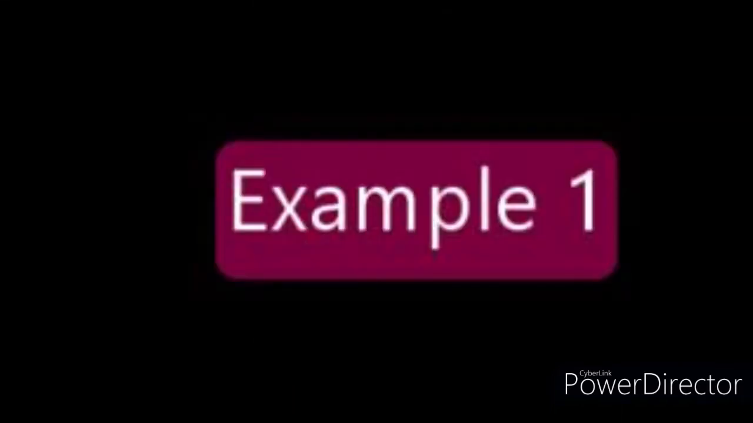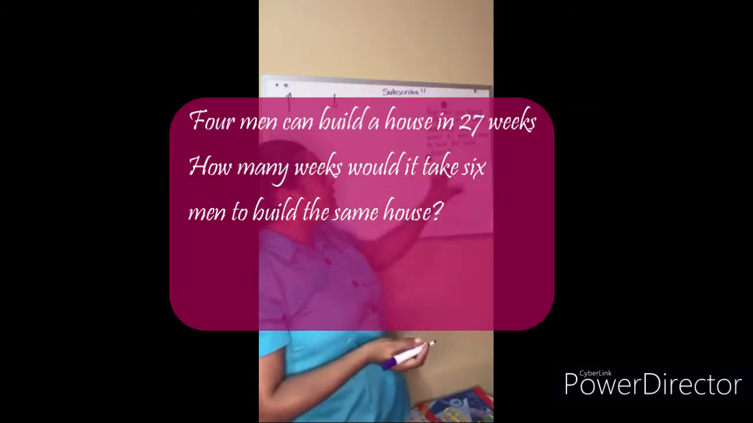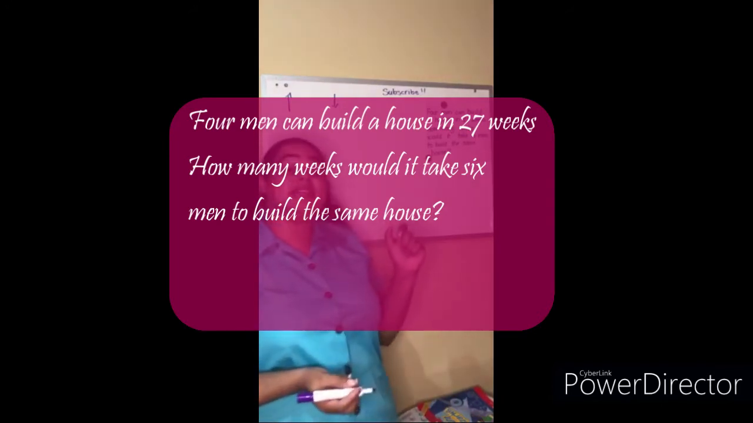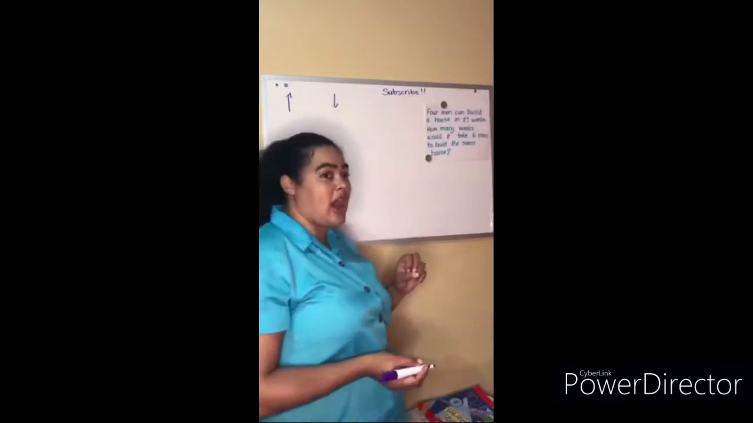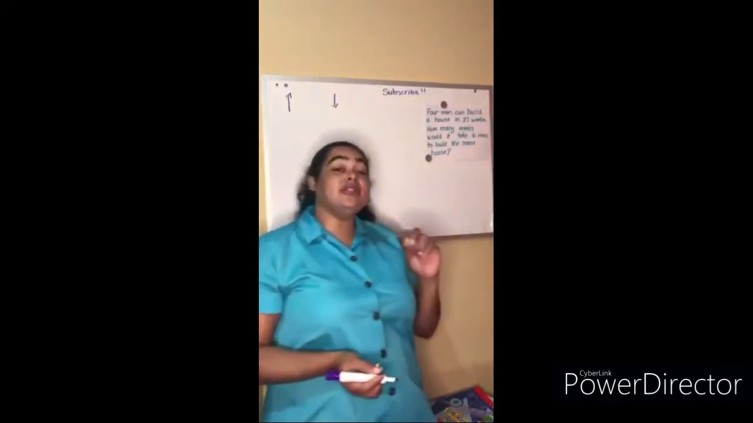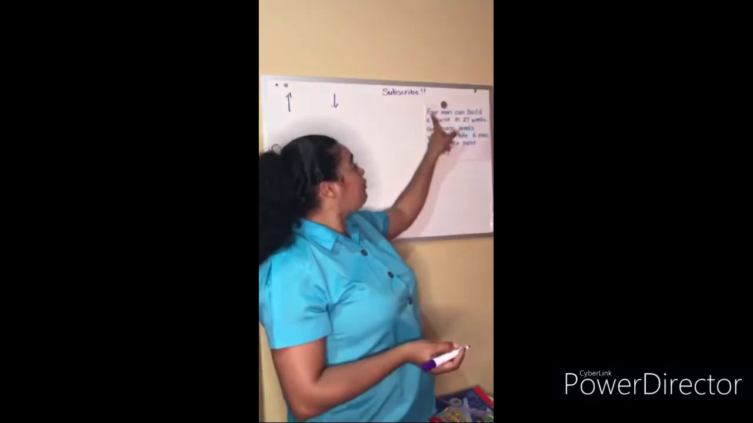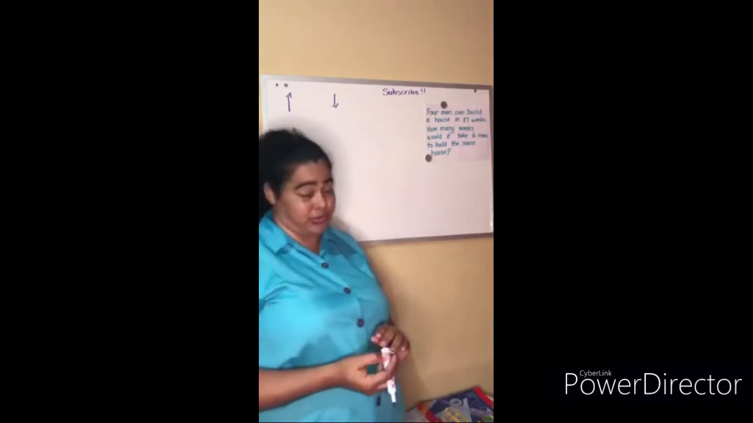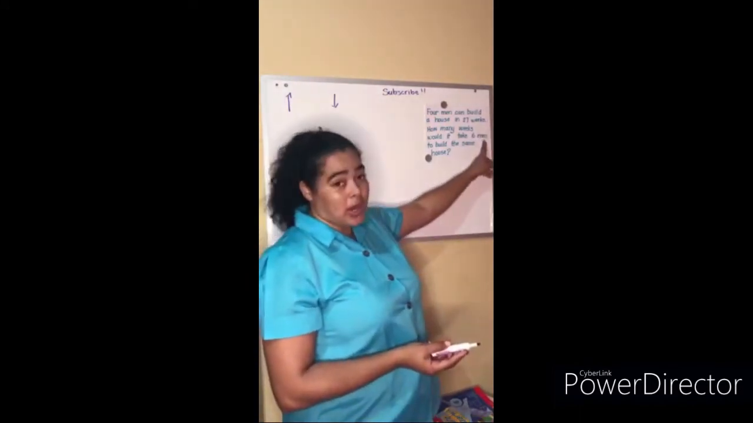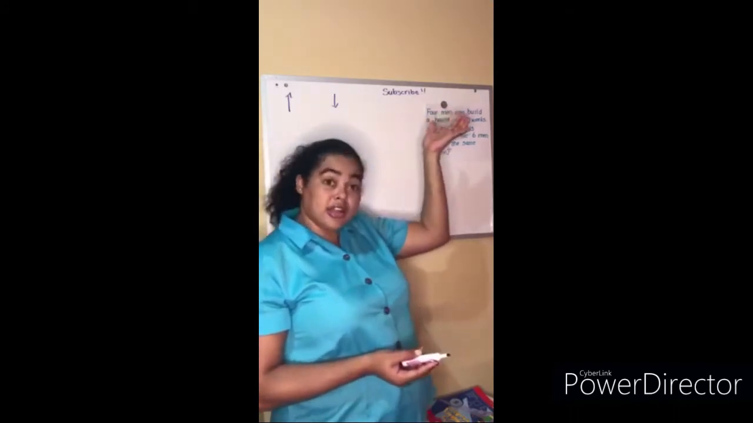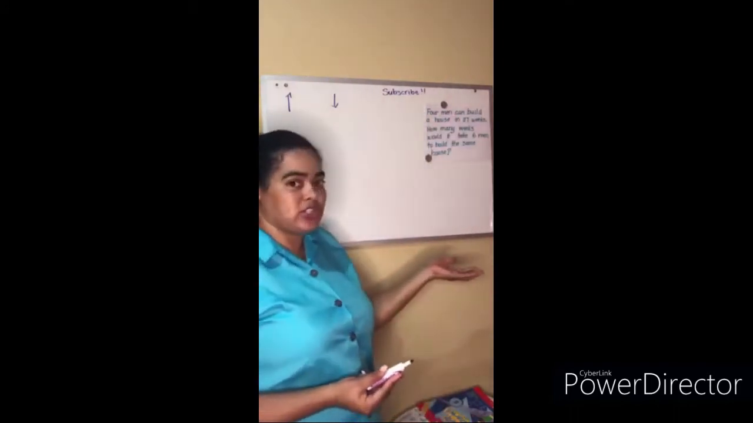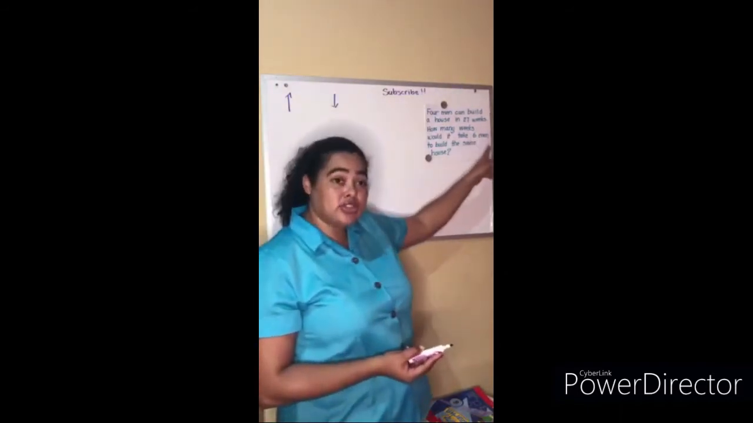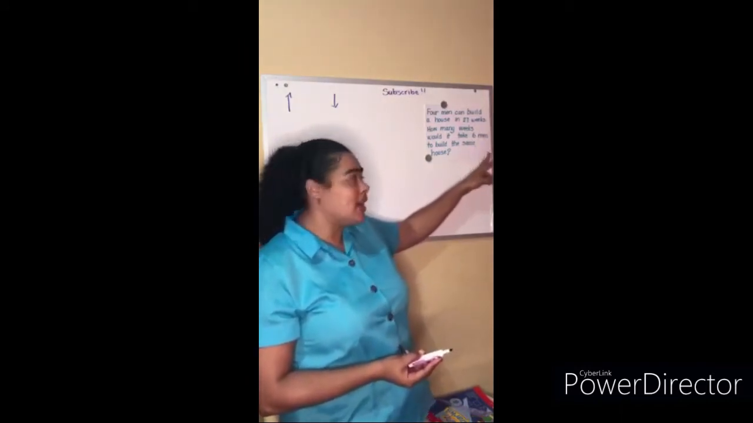Let's look at an example here. It says 4 men can build a house in 27 weeks. How many weeks would it take 6 men to build the same house? Now, something for us to think about. Here, we have 4 men working, and it took them 27 weeks to complete the house. Now, if we had 6 men working, will it take a longer time or a shorter period of time to finish this house? I would think it would take a shorter period because there's more men working, so it will be finished in less time, right?